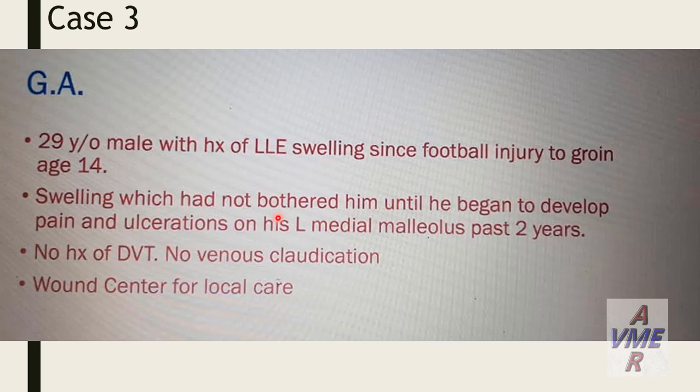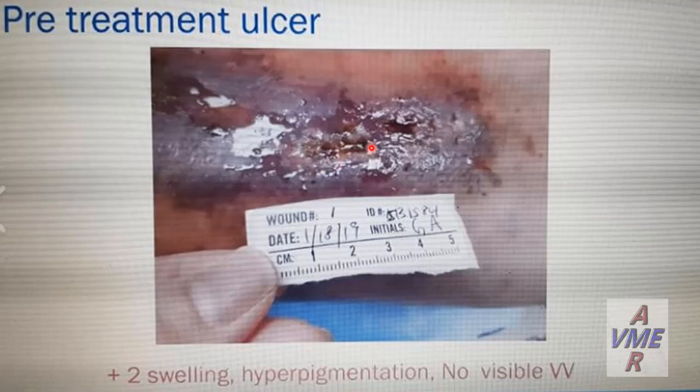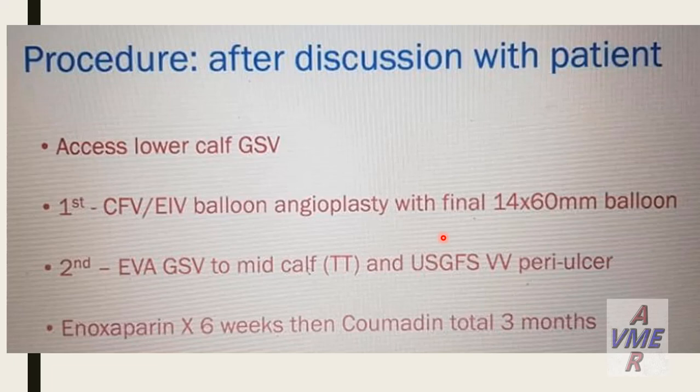So this patient has a history of trauma. Maybe this trauma caused thrombosis, post-DVT, post-phlebitic, and now he presented with ulceration, C5 or C6. This is the ulcer, it's about 5 centimeters in length, and as we discussed in the first of our presentations, you have to make documentation and measurement. Procedure after discussion with the patient.